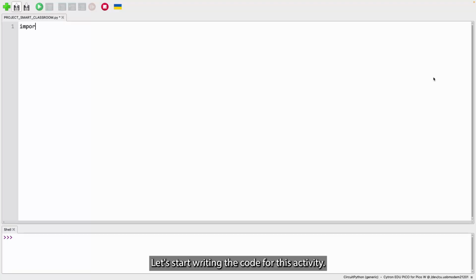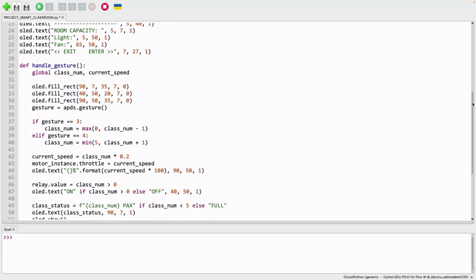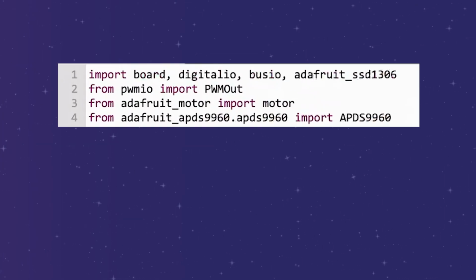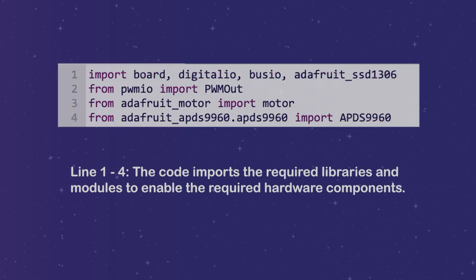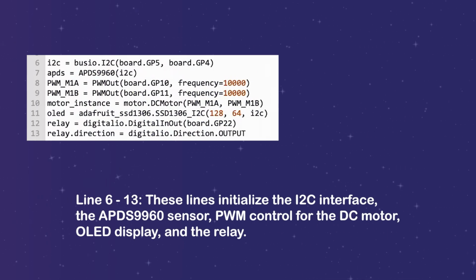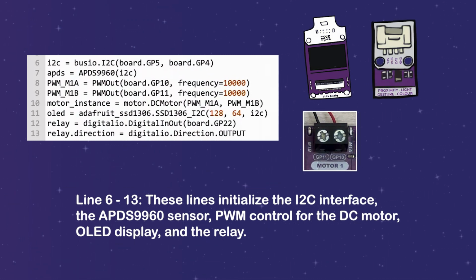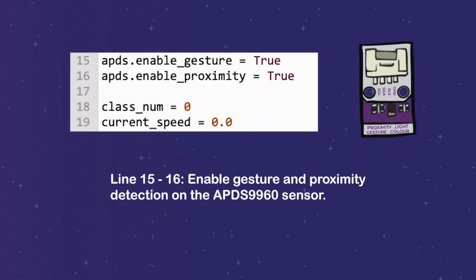Let's start writing the code for this activity. Line 1 to 4. The code imports the required libraries and modules to enable the required hardware components. Line 6 to 13. These lines initialize the I2C interface, the APDS sensor, PWM control for the DC motor, OLED display, and the relay. Line 15 to 16 enable gesture and proximity detection on the APDS sensor.